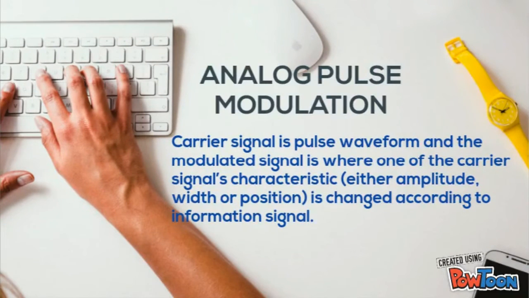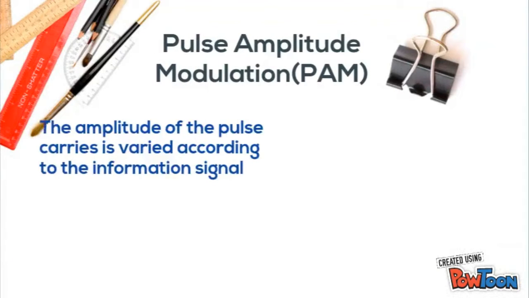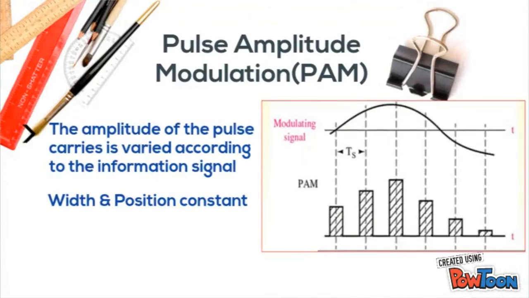In analog pulse modulation, the carrier signal is a pulse waveform, and one of the carrier signal characteristics, either amplitude, width, or position, is changed according to the information signal. The first one we are talking about is pulse amplitude modulation (PAM). The amplitude of the pulse carrier is varied according to the information signal, while width and position are constant in pulse amplitude modulation.